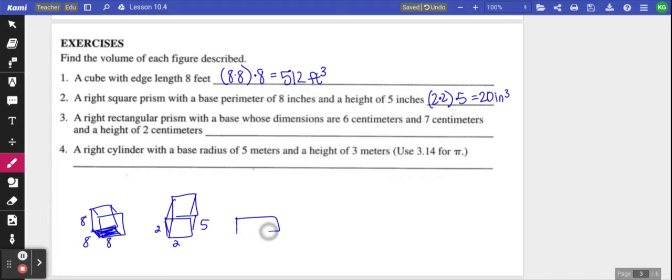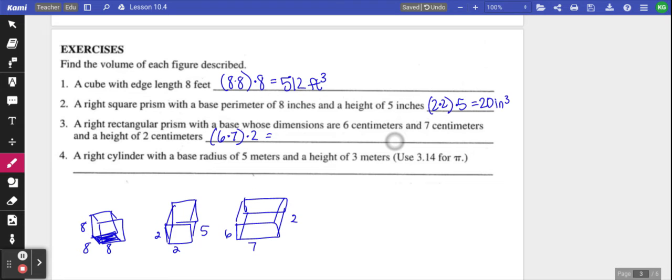A rectangle prism whose base is 6 by 7 and whose height is 2. So formula for a rectangle is length times width times by the height, which is 2, and 84 centimeters cubed.